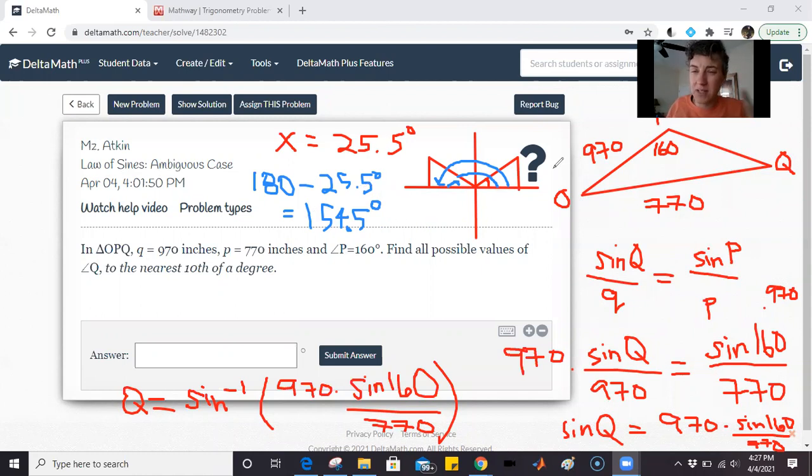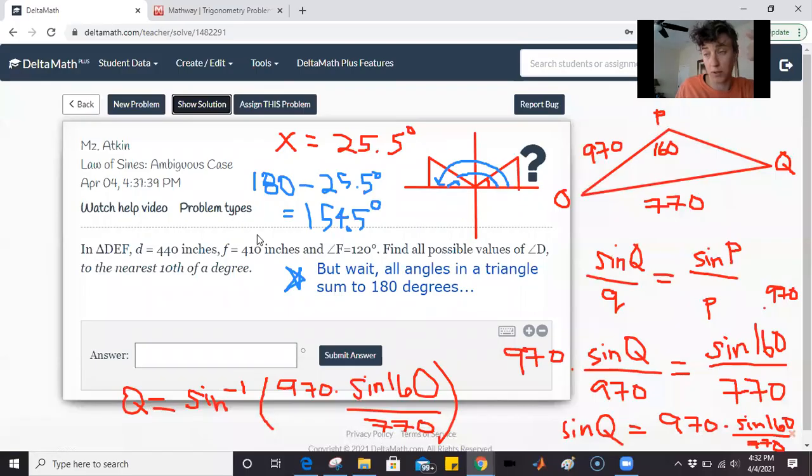There's one other thing we have to consider here. What do all of the angles in a triangle add up to? 180 degrees. So, okay, I just pressed the wrong button and we're no longer on the same problem, but we're going to finish what this would be. The angles in every triangle should add up to 180. So we know one angle is 160. What we found using our law of sines was a 25.